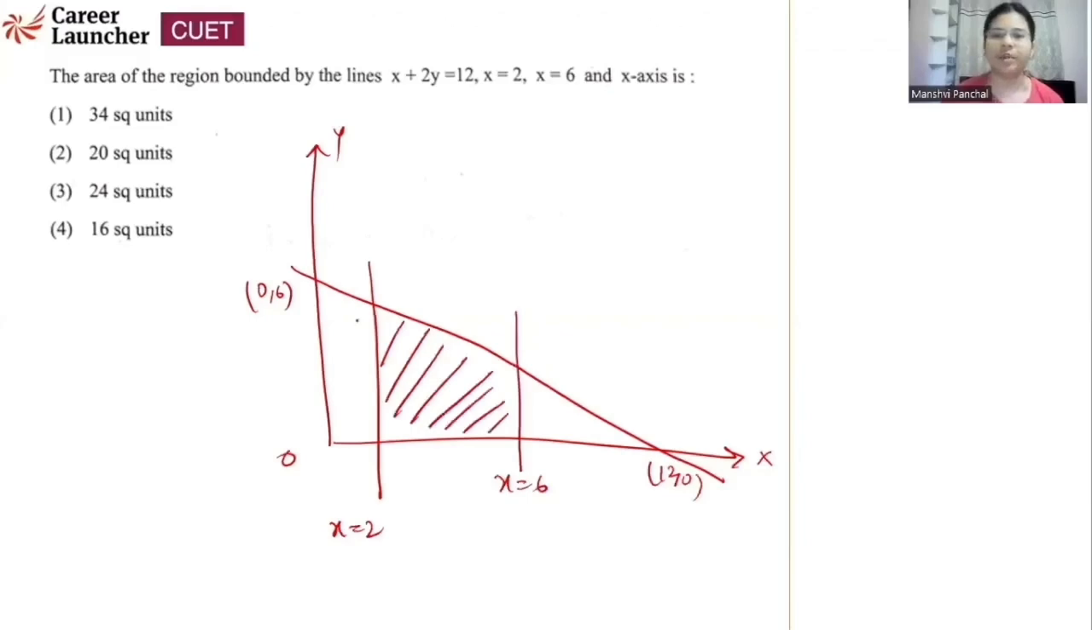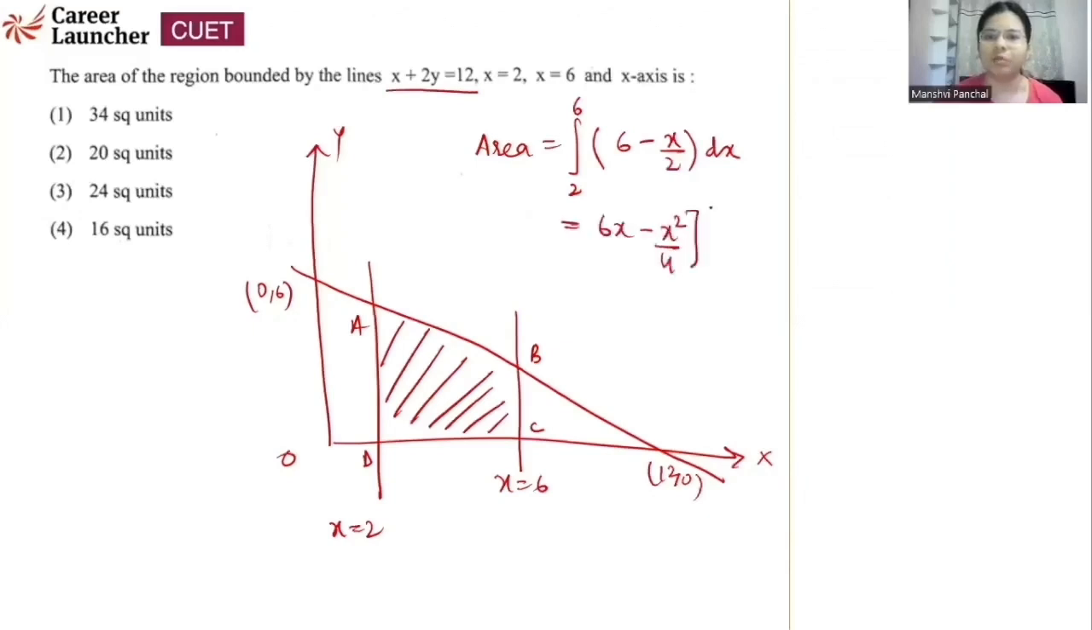Now this is a trapezium, right? A, B, C, D. So either we can use the trapezium formula, or if you want to integrate, then the area will be from 2 to 6. y in terms of x from this equation will be 12 minus x upon 2, which is 6 minus x by 2, dx. So this will become 6x minus x square by 4, from 2 to 6. It means that this will be 36 minus 36 upon 4, which is 9, minus 2 into 6, which is 12, plus 4 upon 4, which is 1.